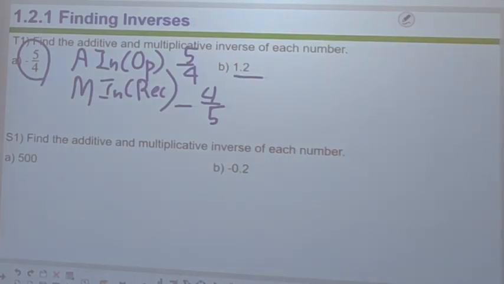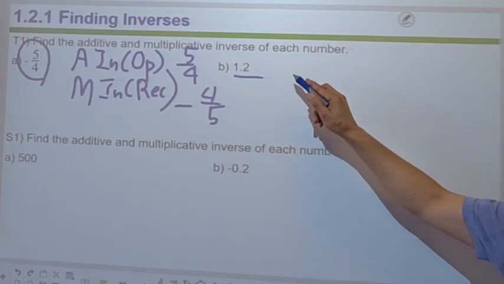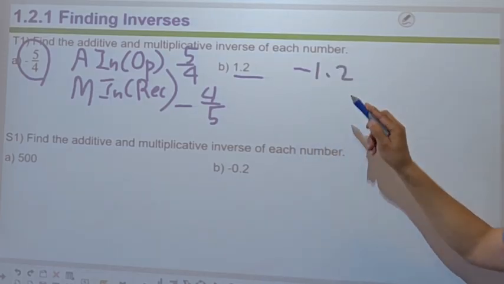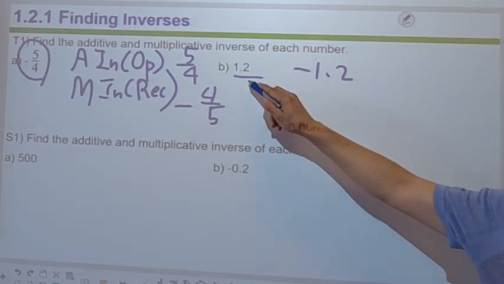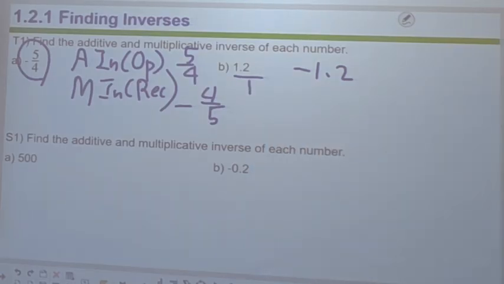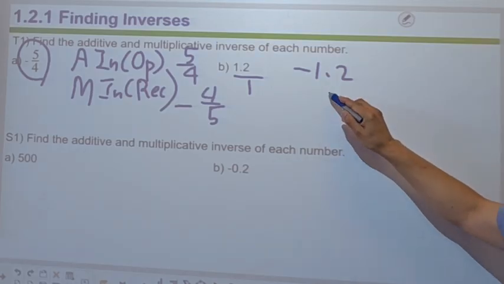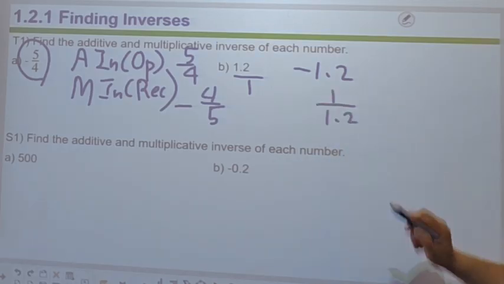Additive inverse is easy. Negative 1.2. But you don't find the multiplicative inverse that way. You can say this is 1.2 over 1, but you cannot leave it as a fraction with a decimal in it. You cannot leave it that way.